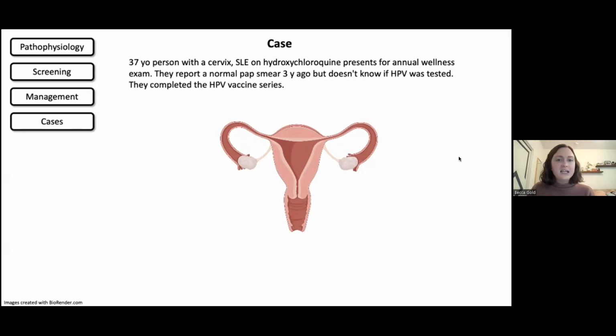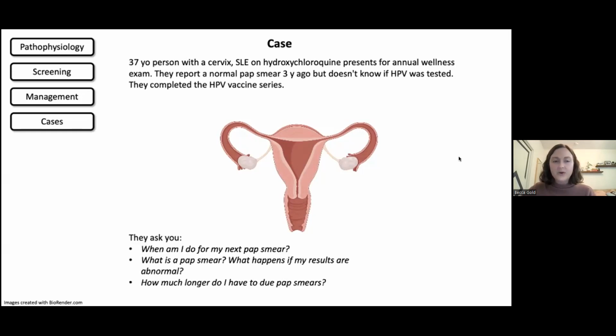They completed the HPV vaccine series. And they ask you, when am I next due for my pap smear? What is a pap smear and what happens if my results are abnormal? How much longer do I have to keep doing pap smears? And my hope is that by the end of today's talk, you'll be able to answer these questions.